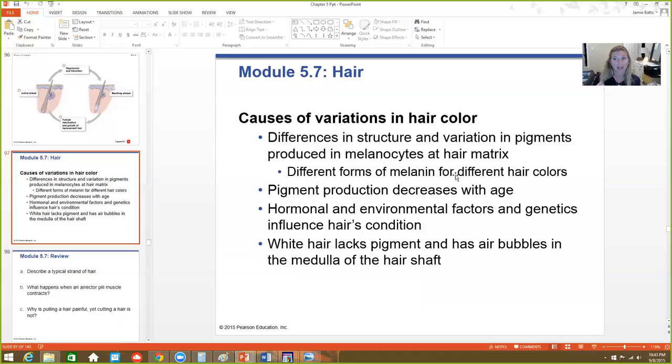So something like my hair, blonde, doesn't have a whole lot of melanin in it, right? Some people have white hair. Guess what? They have no melanin in it. People with red hair have a different iron-based compound in their hair to give it that reddish color. People that have brown hair or black hair have varying degrees of melanin in them. So pigment production is decreasing with age, which is why people's hair dulls and can turn white with age, and that's all based on hormones, environmental factors, and genetics. White hair has no pigments at all, as I mentioned.